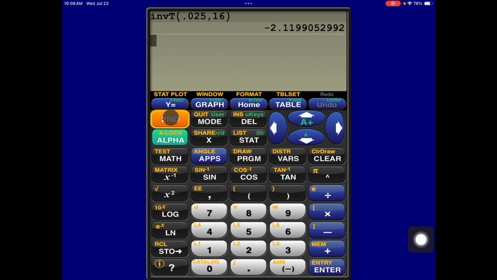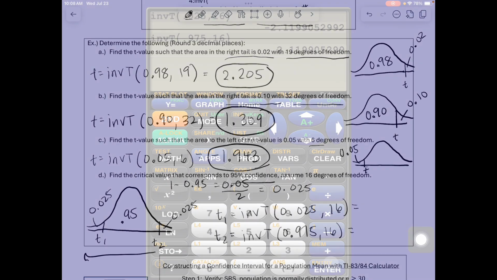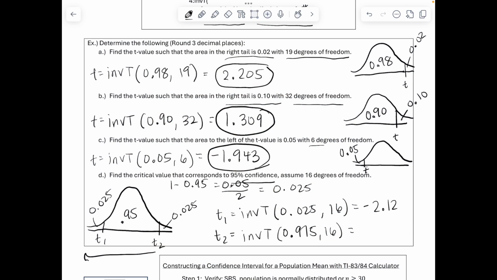Our second one, we're going to do the same exact thing. So second vars, inverse t. Area to the left this time is 0.975 and 16 degrees of freedom. Close your parentheses and select enter. From the graphing calculator, we get negative 2.120 and positive 2.120.